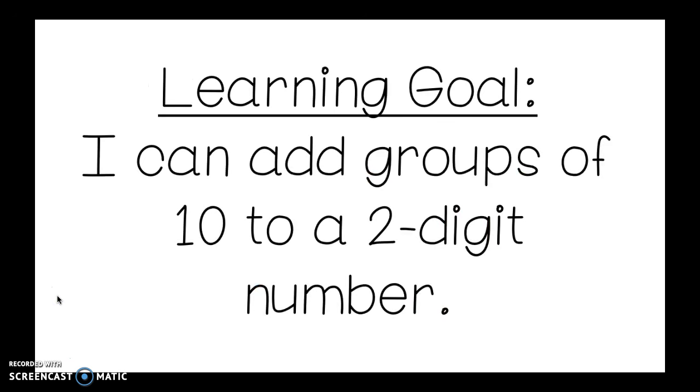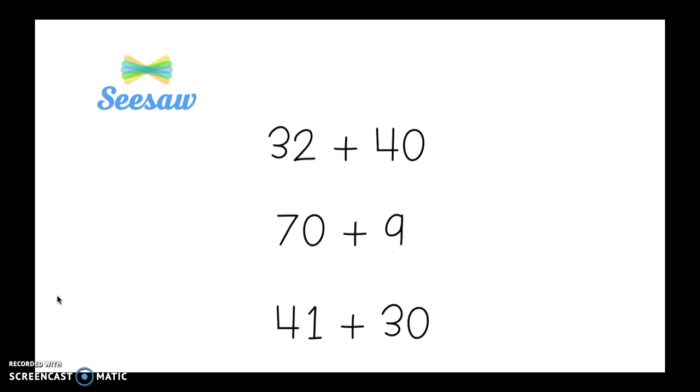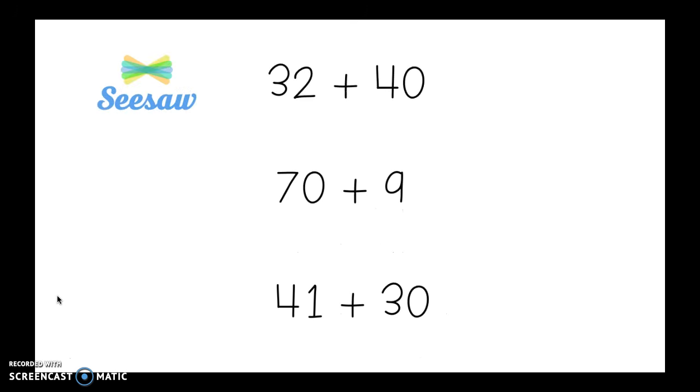All right. Our learning goal for today says I can add groups of 10s to a 2-digit number all the way up to 100. And that's exactly what we've been practicing. Friend, it's your turn. On Seesaw, I'm going to have you answer these 3 questions. The first one is 32 plus 40. I want you to draw a picture to show me what that would look like. The same thing for 70 plus 9 and 41 plus 30.